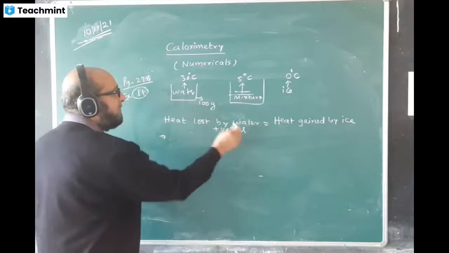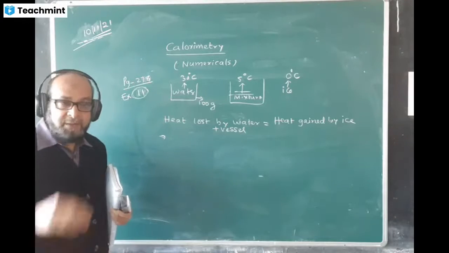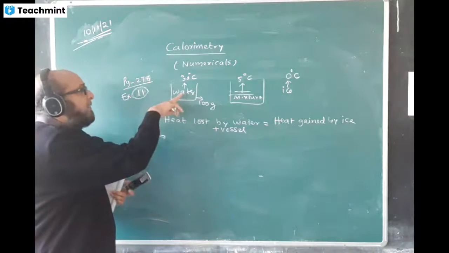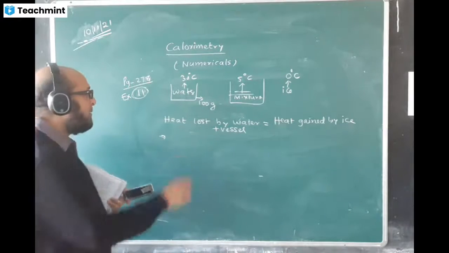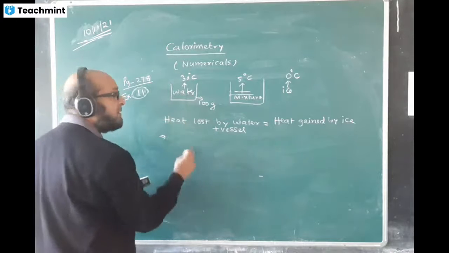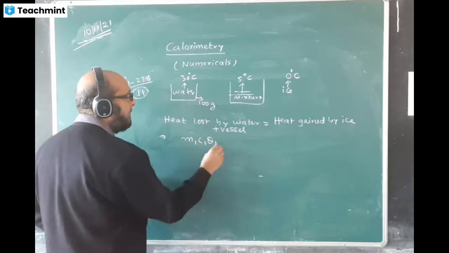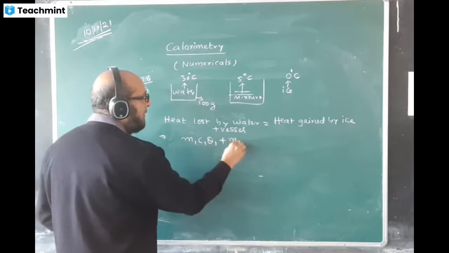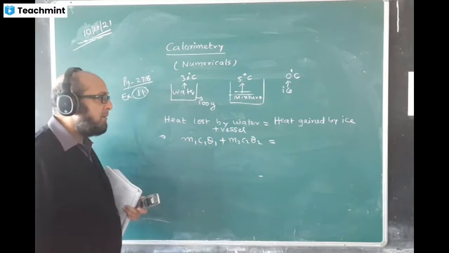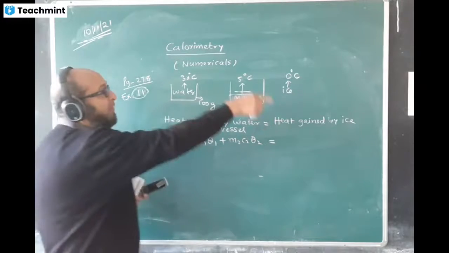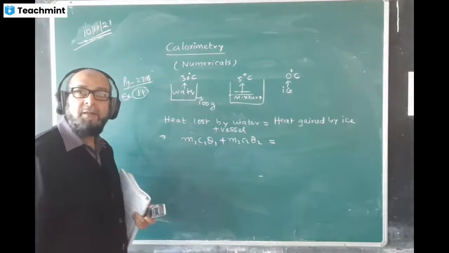Heat lost by water plus vessel, because the vessel also will become cold. Vessel will also lose heat. Whatever happens with the water, the same thing happens with the vessel. So the formula is M1 C1 theta 1 plus M2 C2 theta 2 for the vessel, equal to ML plus, now think about the ice side. What is the formula? ML plus MC theta.